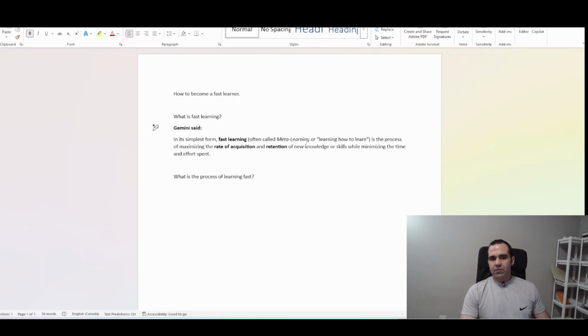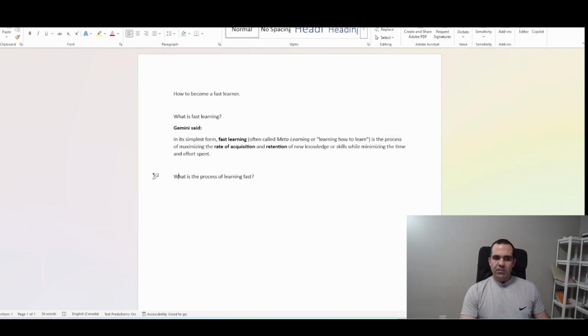Fast learning, often called meta learning or learning how to learn, is the process of maximizing the rate of acquisition and retention of new knowledge or skills while minimizing the time and effort spent. So it says about the process, as you can see here. Uh, in its simplest form, fast learning is the process of maximizing the rate of acquisition and retention.